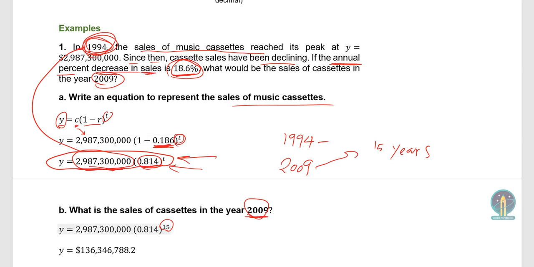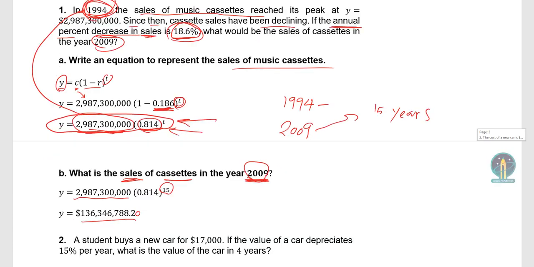So with 15 years, we evaluate 0.814 to the power 15 by calculator, and then multiply by this very large number. In the end, we get y, the final amount, the sales of cassettes in the year 2009, equal to 136,346,788.20.